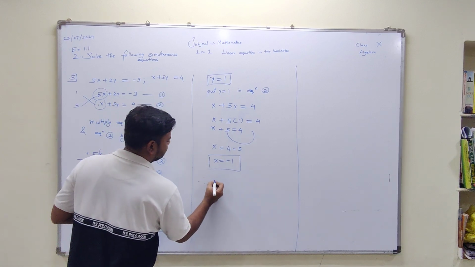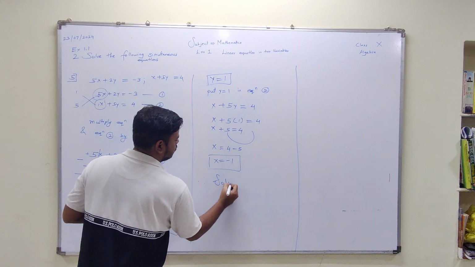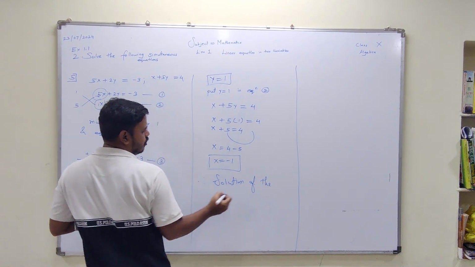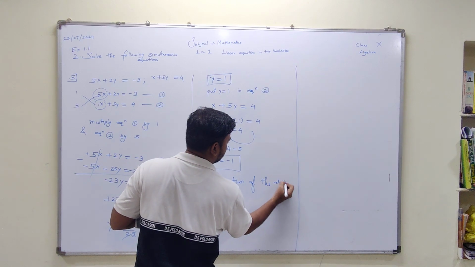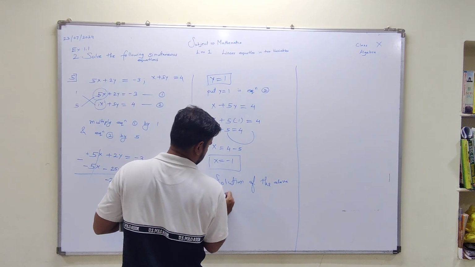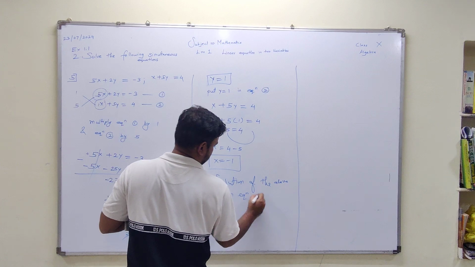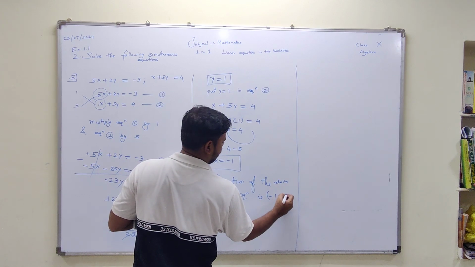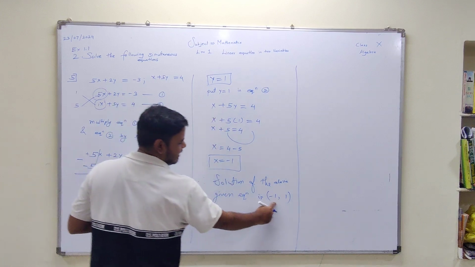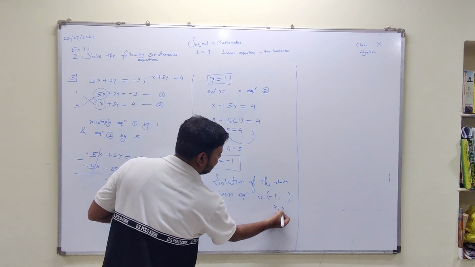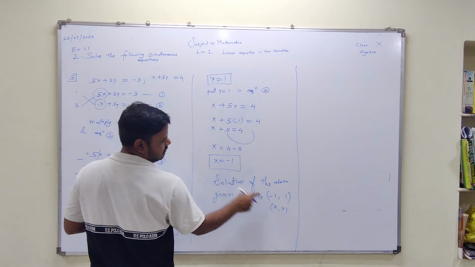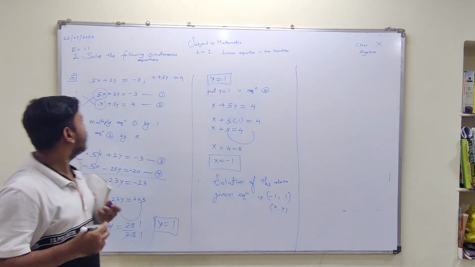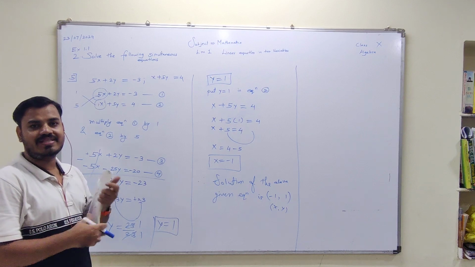Therefore, we can write the solution of the above given equations as minus 1, comma 1, that is x comma y. The value of x we write first and then the value of y. So this is the solution of example number 5.